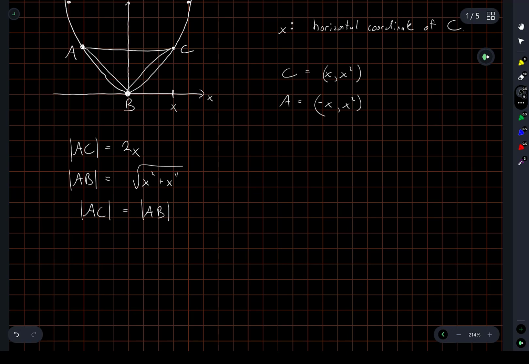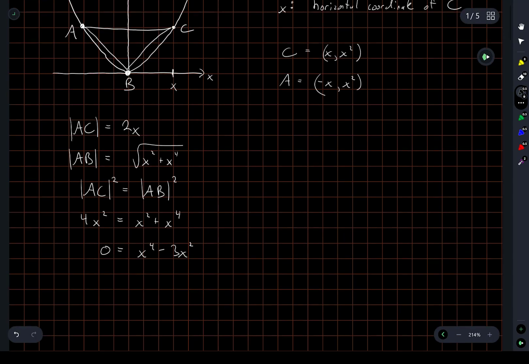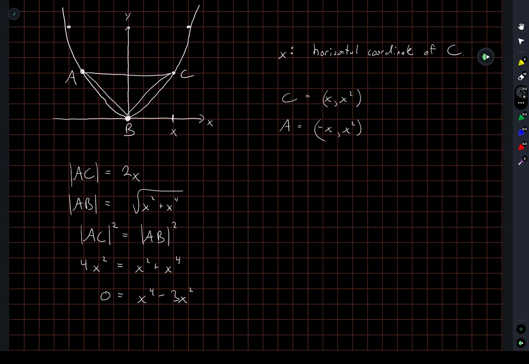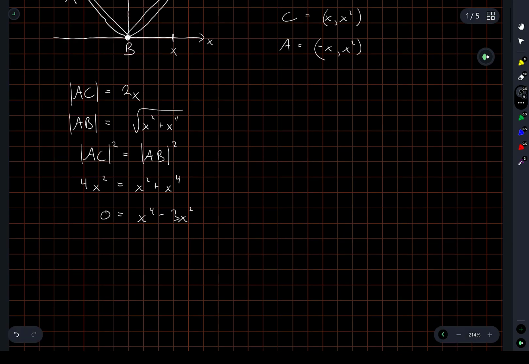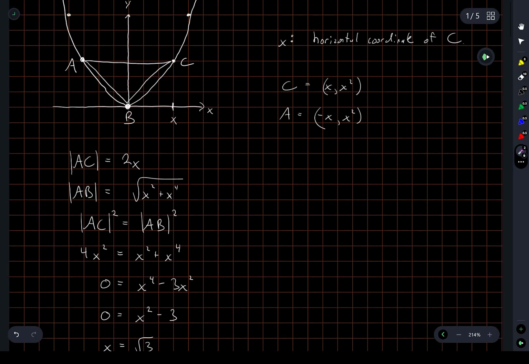I don't like square root signs, so in fact I'm going to square both sides and see what happens. So this says that 4x squared is equal to x squared plus x to the 4. And we have then 0 is equal to x to the 4 minus 3x squared. We clearly don't want x to be 0, because then A, B, and C will all lie at the origin. So we're going to cancel an x squared from both sides. This gives us x squared minus 3. And so x is going to be the square root of 3. We take the positive square root here.